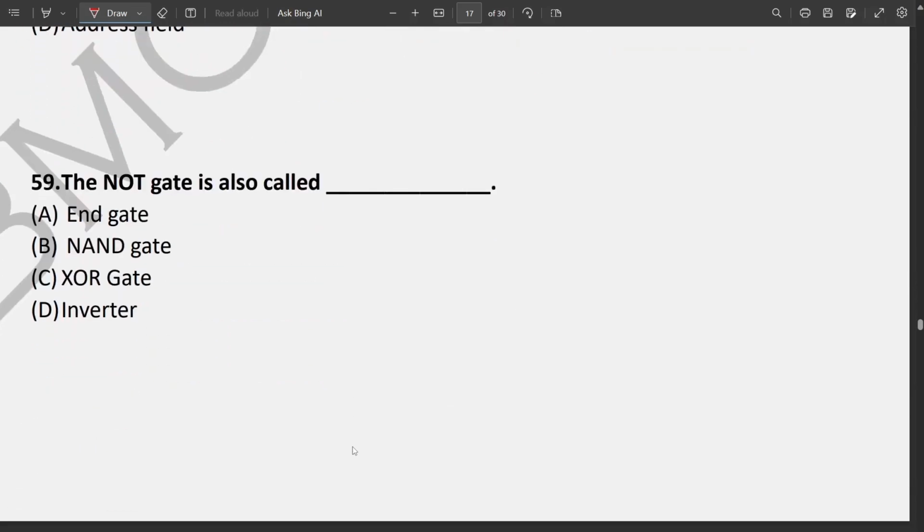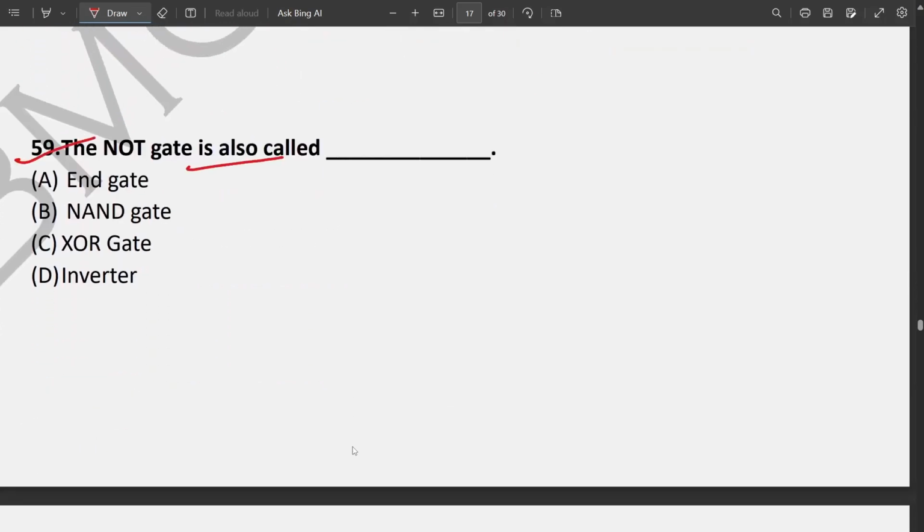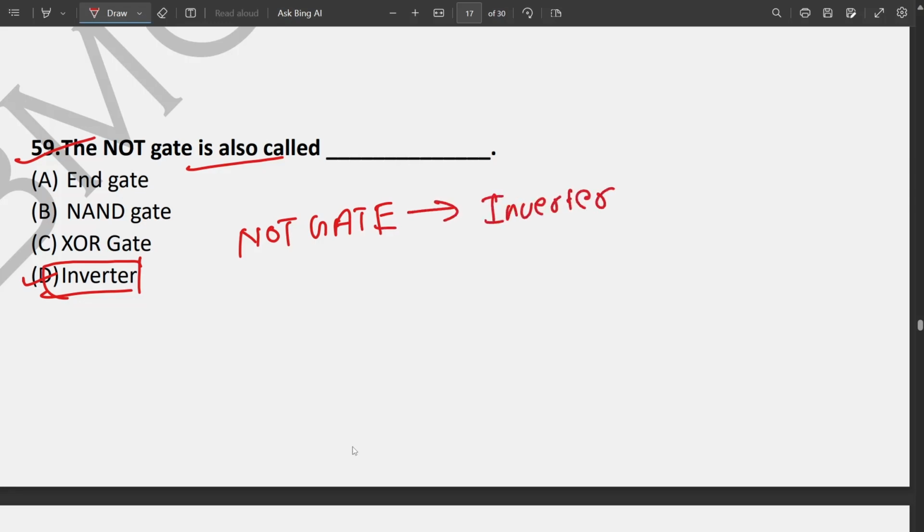Next, the NOT gate is also called an inverter. NOT gate is also called what? Inverter. Okay.